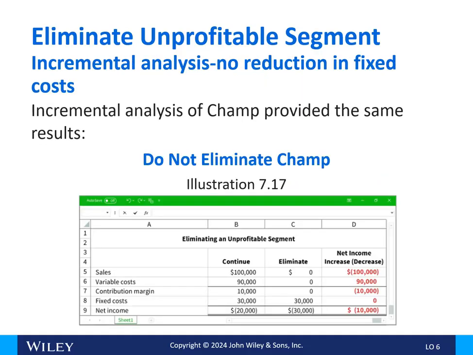If we do incremental analysis of continuing or eliminating this, like we've seen before, we get to the same result. So if we continue, we'll have our sales, our variable costs, our contribution margin, our fixed costs. We have a net loss, but if we eliminate it, we don't have that contribution margin, but we still have the 30,000 fixed costs. So we actually have a bigger loss if we eliminate it than if we continue it.